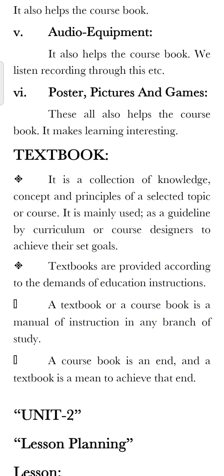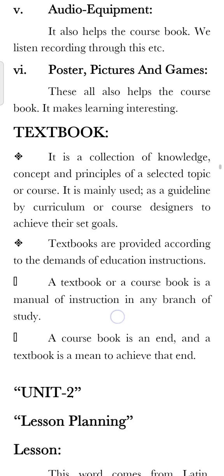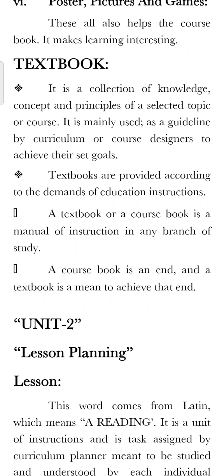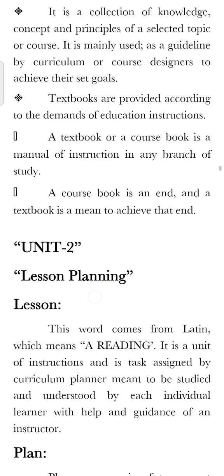Now let's read what a textbook is and how it is differentiated from the course book. It is a collection of knowledge, concepts and principles of a selected topic or course. This is the very definition of it. It is mainly used as a guideline by curriculum or course designers to achieve their set goals. Then there is another point, textbooks are provided according to the demands of education and instructions.